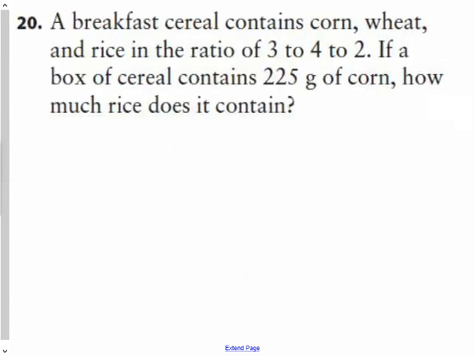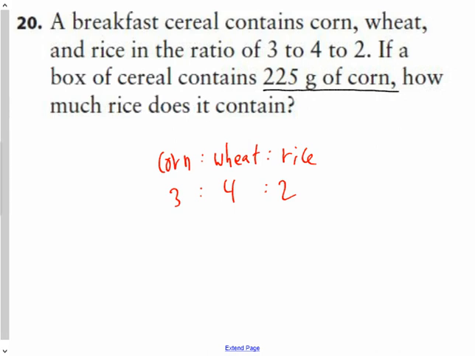Somebody said question 20 was the hard one. So let's look at question 20. The breakfast cereal contains corn, wheat, and rice in the ratio of 3 to 4 to 2. So before I go any further, I'm going to put the words corn to wheat to rice as a 3-term ratio. And I'm then going to put the numbers that correspond to the parts in that 3-term ratio. So once we have that ratio written down, it says if a box of cereal contains 225 grams of corn.